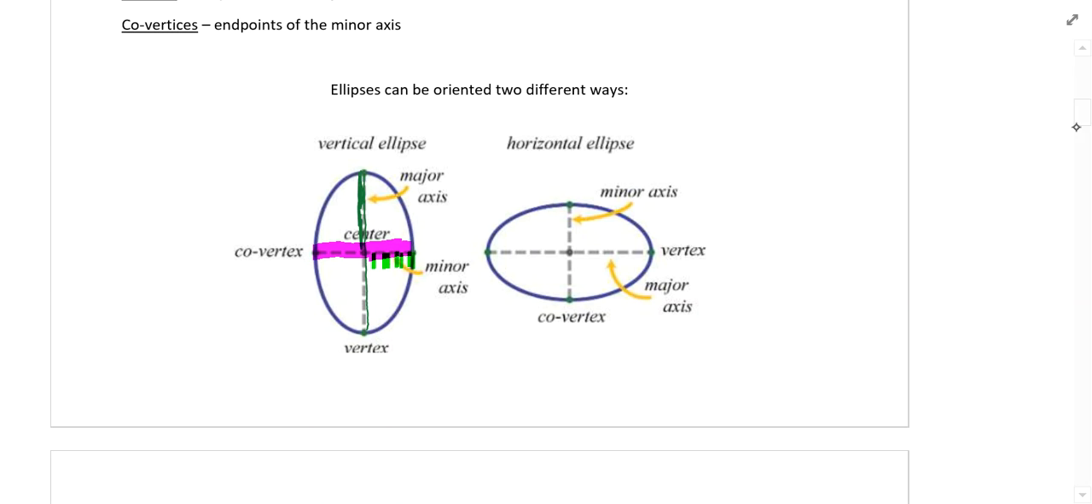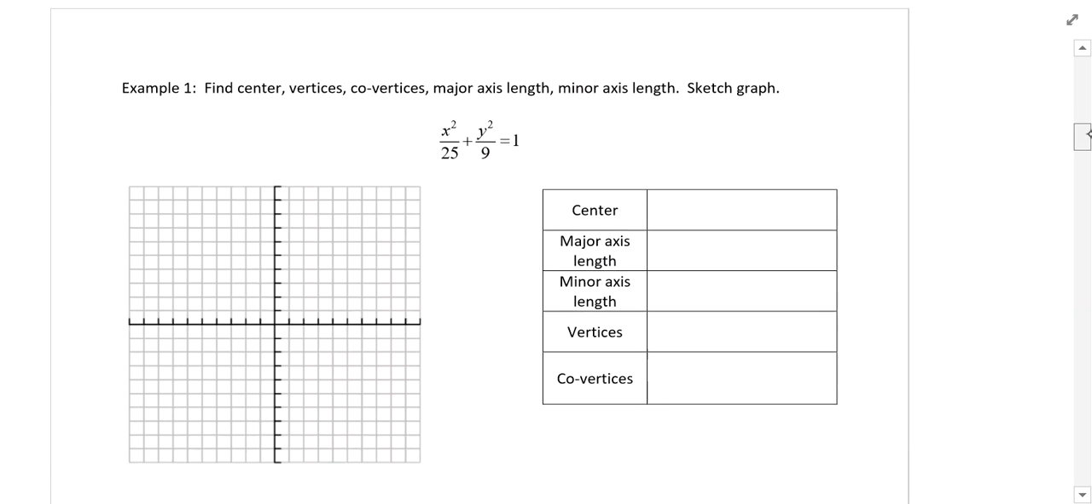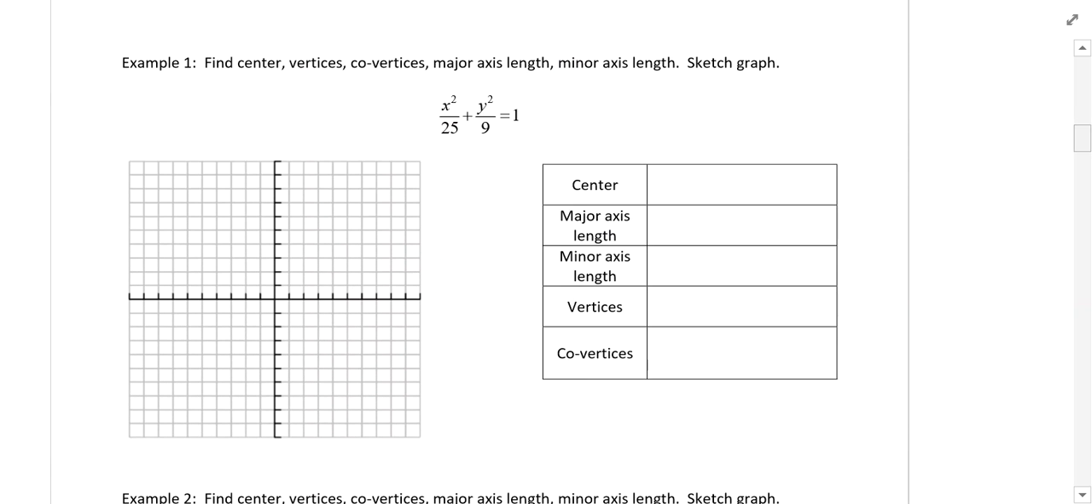Okay. So now let's take a look at graphing. We're going to need to find the center, the vertices, covertices, major axis length, and minor axis length, and sketch a graph. We did this in Desmos, but we had Desmos do the graph for us and then set the statements. So here I'm going to do it the other direction. So my center here is at 0, 0. I like to put a little X at my center because I don't like to put a dot, because the ellipse isn't going to go through that.